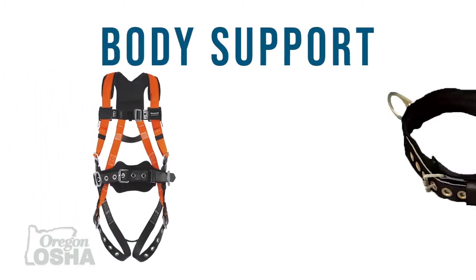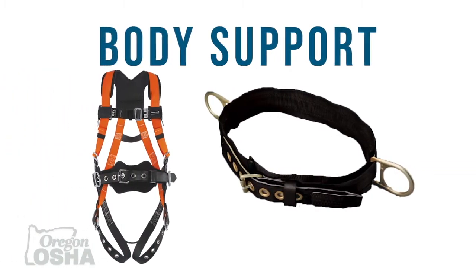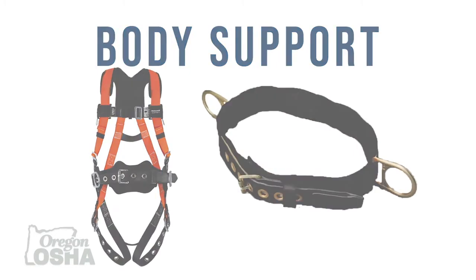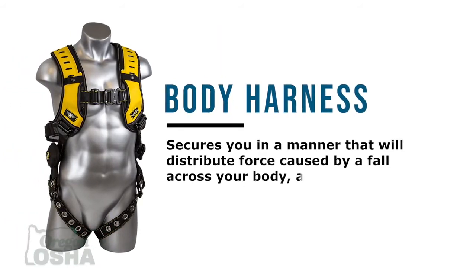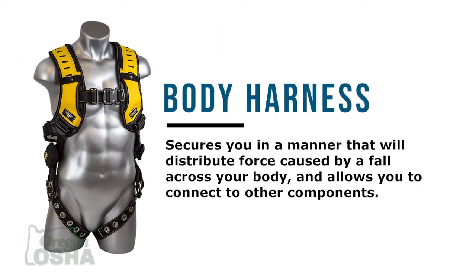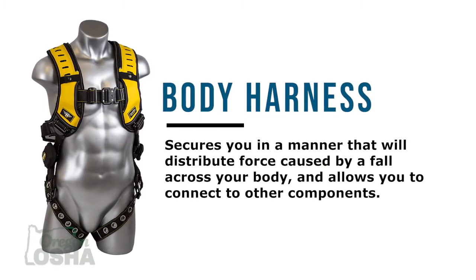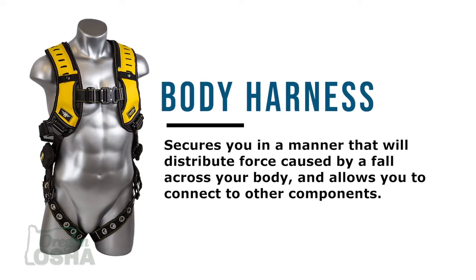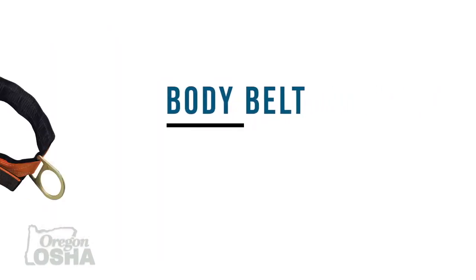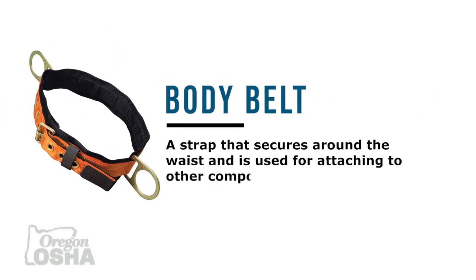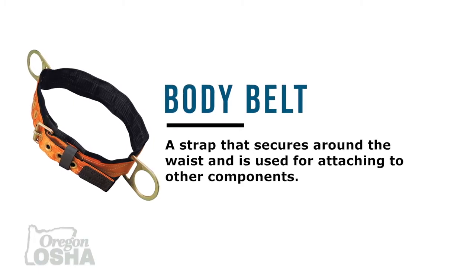Body support options can be divided into two categories. These are body harnesses and body belts, both of which have different applications. A body harness is a piece of equipment that is comprised of straps that secure you in a way that will distribute force caused by a fall across your body and allows you to connect to other components in your fall protection system. A body belt is a strap that secures around your waist and is used to attach to other components such as a lanyard.